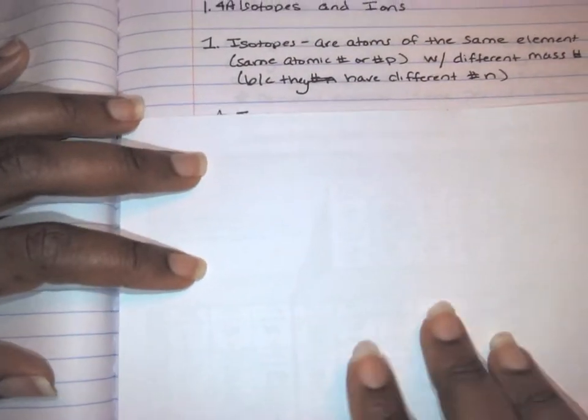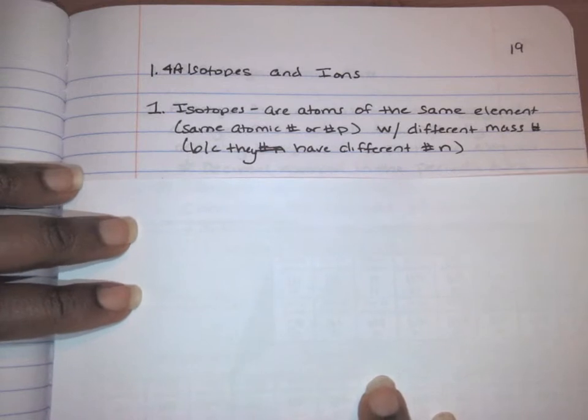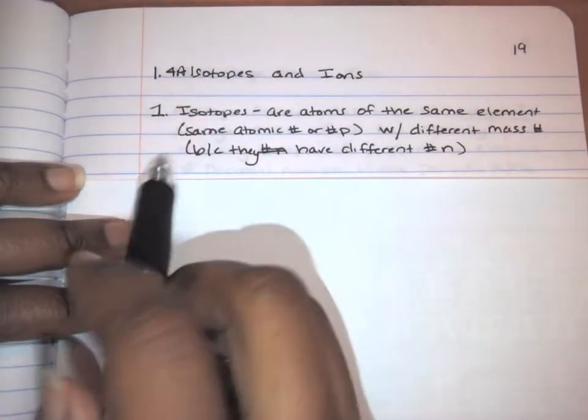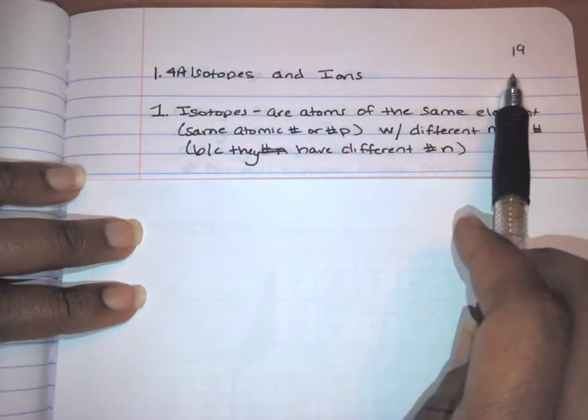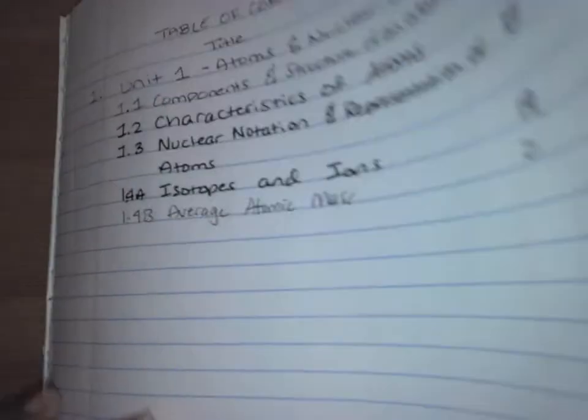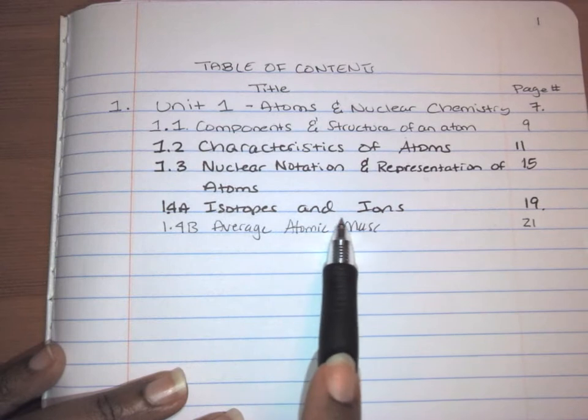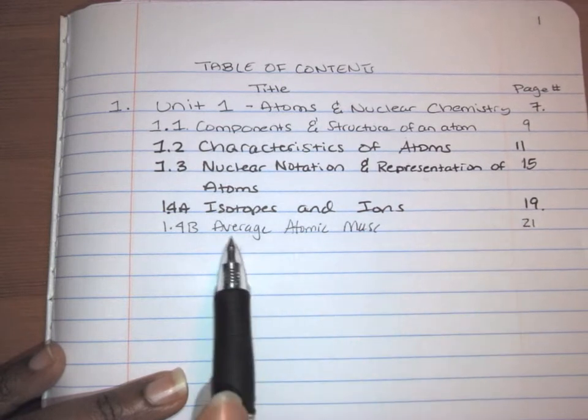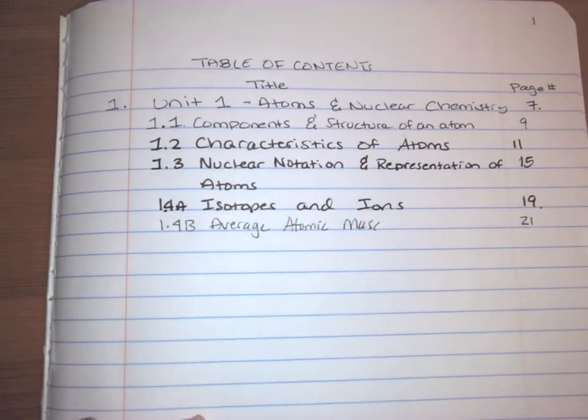Okay, so isotopes and ions. Make sure you have your notebook, and at the top write 1.4a, Isotopes and Ions, and your page number. Don't forget to include that in your table of contents, with the page number. This is 1.4a.